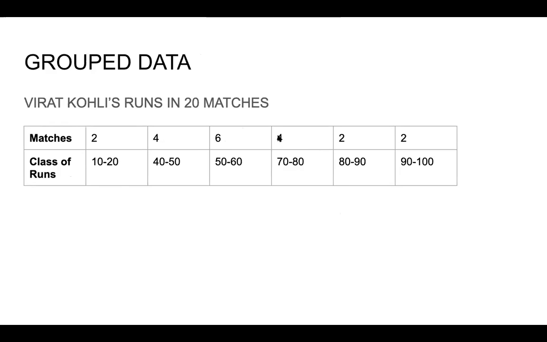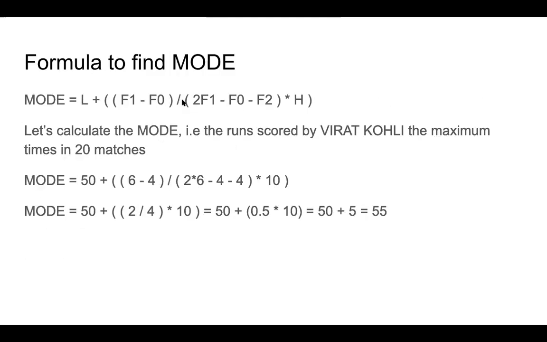And F2, what is F2? F2 is also 4, which is the frequency after the highest frequency. So what will be the value here? (6 minus 4) divided by (2 into 6, that is 2 into F1, minus F0, that is 4, minus F2, that is 4). So this total into H. What is H? H is the class size.